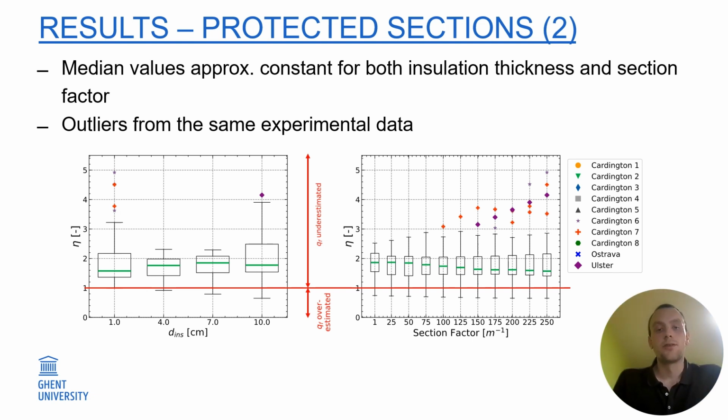What is important to realize is that the outliers originate again from the same data sets, which indicates that the data set itself appears to be more important, or not really the data set itself, but mainly how it relates to the input parameters that are declared for the Eurocode parametric fire curve.